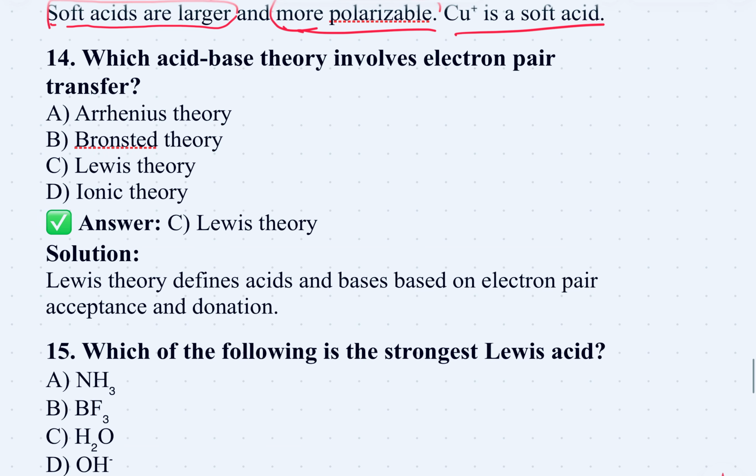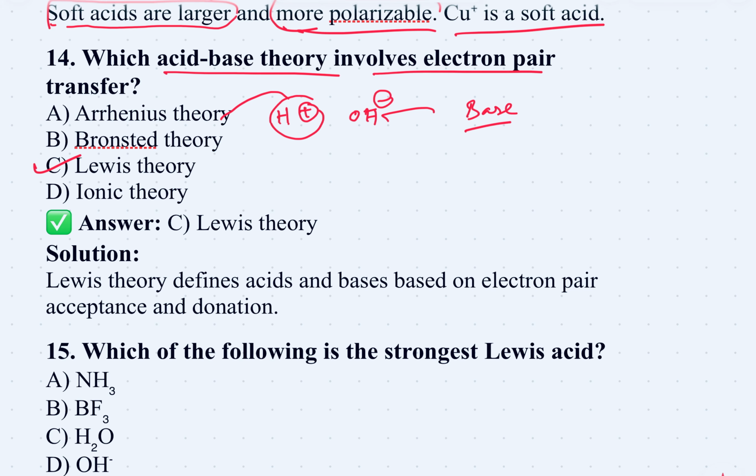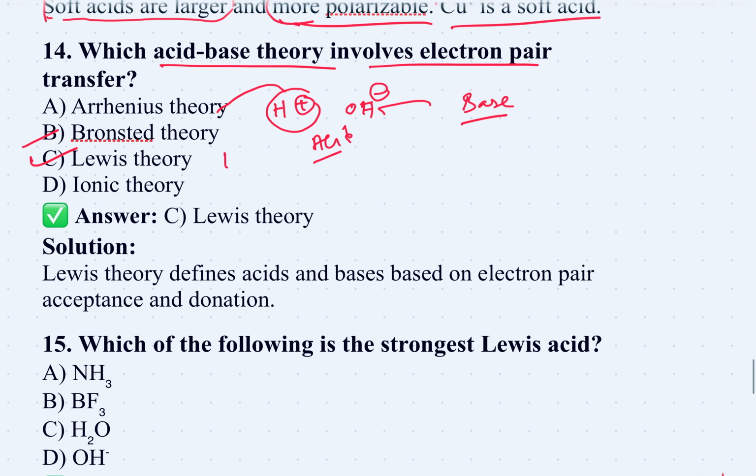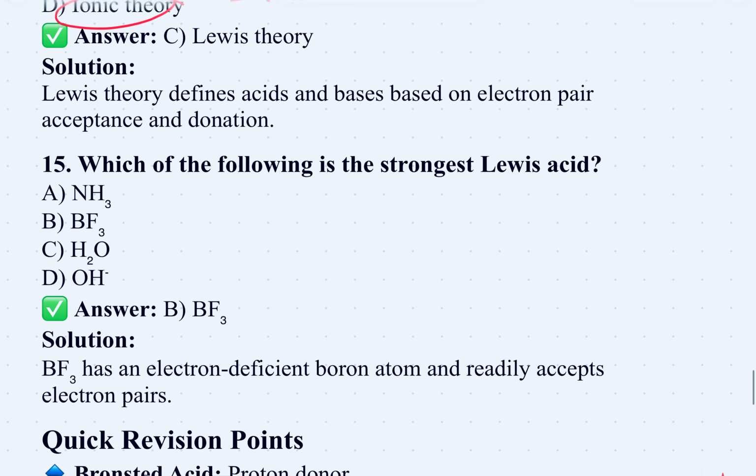Clear? Which of the following acid-base theories involves the electron pair? Just now we discussed Lewis theory. Arrhenius theory is related to the H plus and OH minus concept. If any compound contains H plus ions, that is an acid. Any compound that contains OH minus ions in aqueous solution is called a base. So this is a simple concept about Arrhenius theory. Bronsted theory, just now, proton. Lewis theory, lone pair of electrons. Based on the lone pairs. Ionic theory is not there. Clear? So your answer is Lewis.